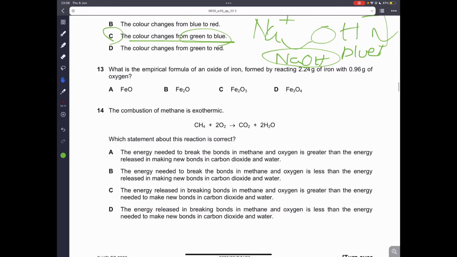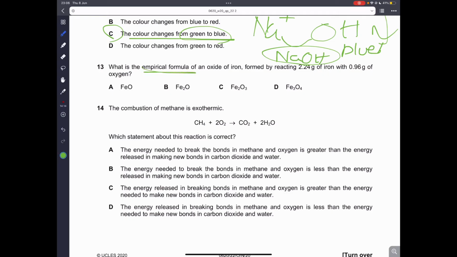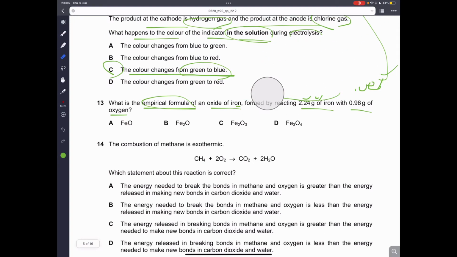Question 13. What is the empirical formula of the oxide of iron formed by reacting 2.24 grams of iron with 0.96 gram of oxygen? Okay, for this question you have to find the empirical formula. It is very easy. I like to use the table method. Firstly, write down the elements, Fe and oxygen. Let's find the mass first. The mass is given in the question. This is 2.24, and oxygen is 0.96.